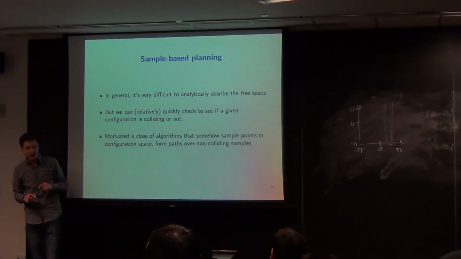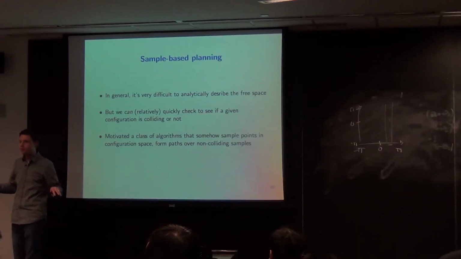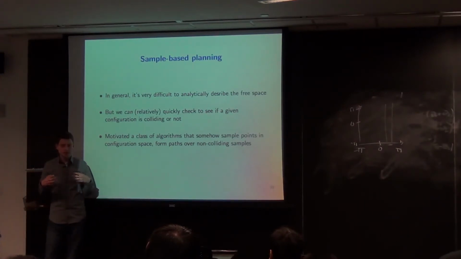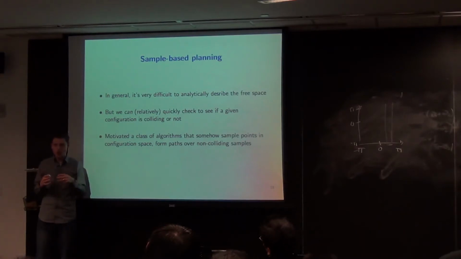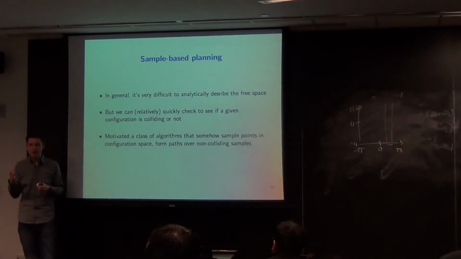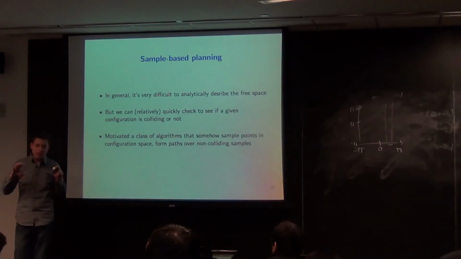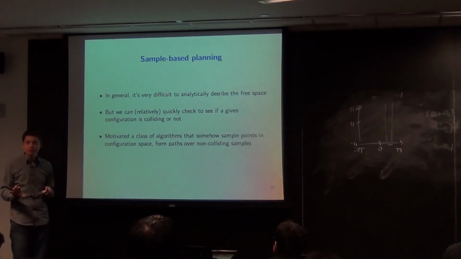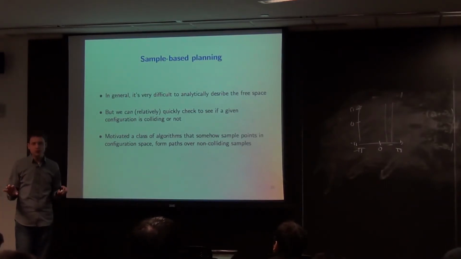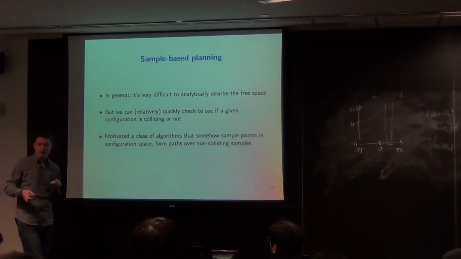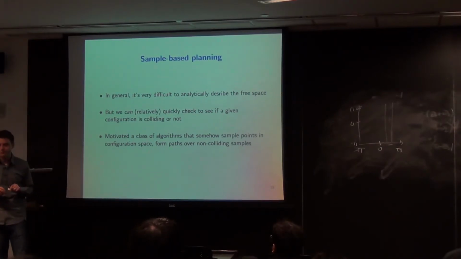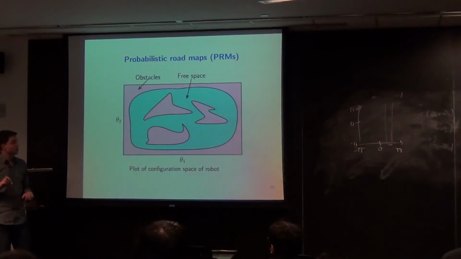And this motivated a class of algorithms that essentially sample random points in the space. When I say random, they are random to a certain extent, but what differentiates different algorithms is precisely how they pick those points. We're going to sample some set of points in the underlying configuration space and try to build paths in that configuration space that don't hit obstacles. So let me give you an illustration of what this looks like.